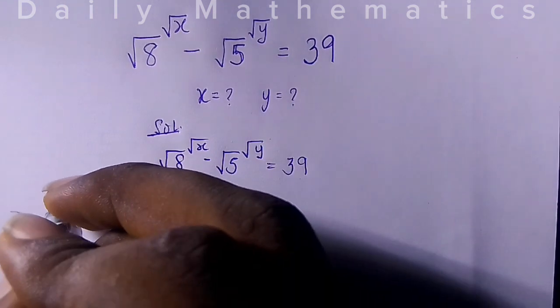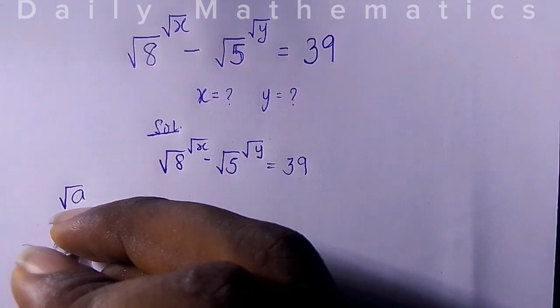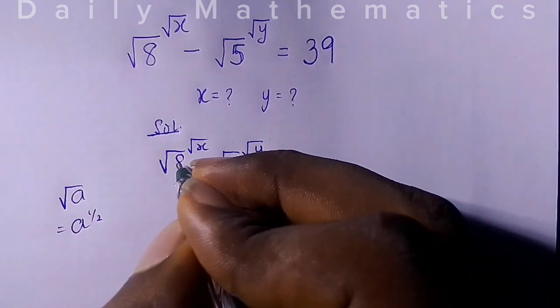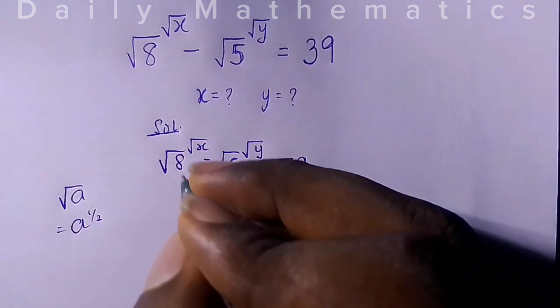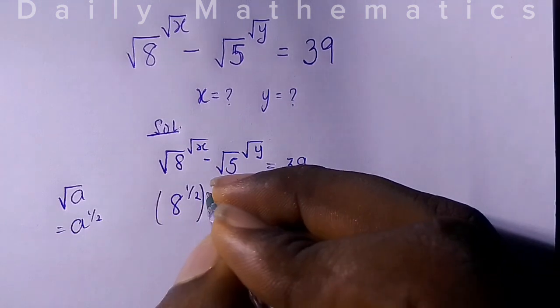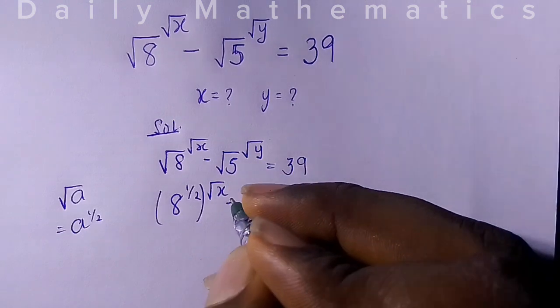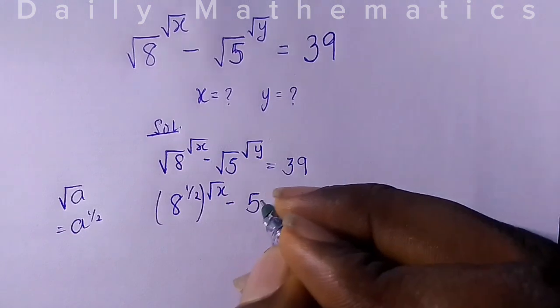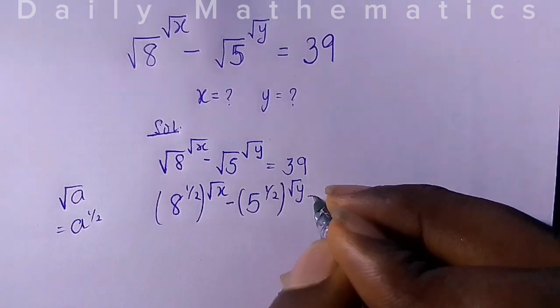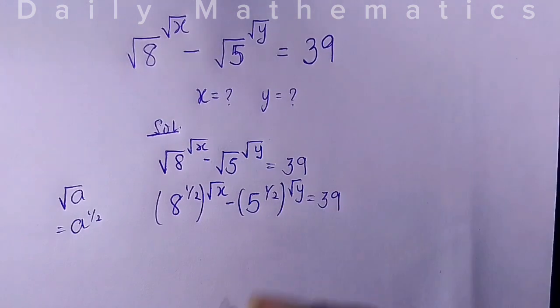Remember, when we have square root of a, it's equal to a raised to the power of 1 over 2. So we do the same thing here. Square root of 8 will be 8 raised to the power of 1 over 2, raised to the power of root x, minus 5 raised to the power of 1 over 2 raised to the power of root y, equals 39.